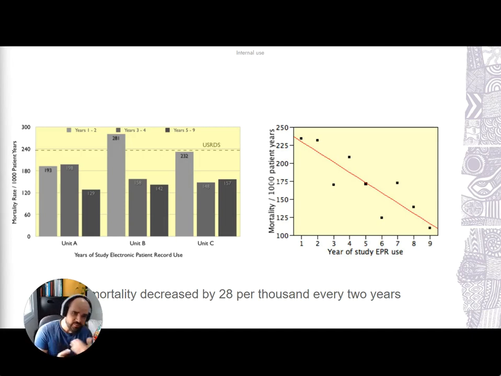So they have progressively implemented this system in 3 dialysis units, and after a 9 years period, they've seen a consistent decrease in mortality in all units. In the graph on the left, we can see what happened to each individual unit. On the right, you can see data pooled from the 3 units and a constant decrease in mortality over the years. That corresponds to 28 per thousand reduction in mortality every 2 years.